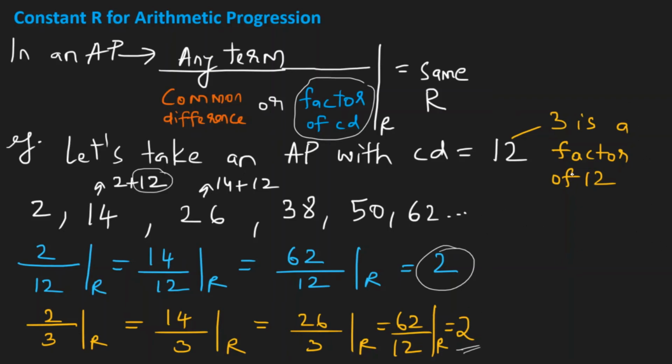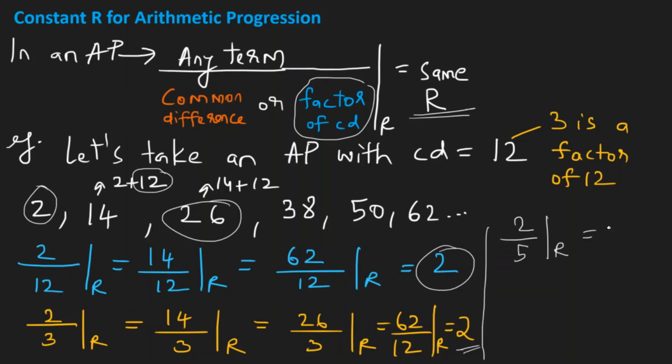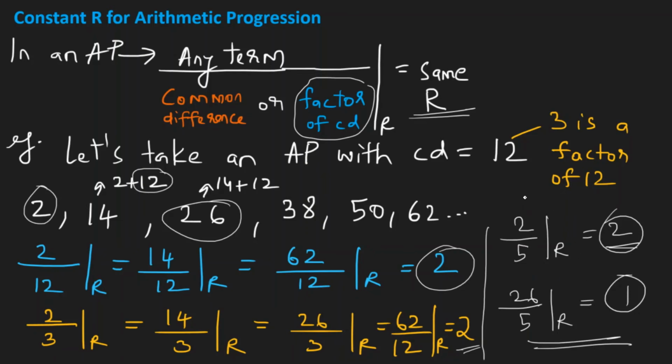Now, you can also see that it's not always the case. Say, let me take two terms from this AP. I have 2 and I have 26. Let me try dividing both of them by 5 and see if I will get the same remainder as I am getting in this case. So 2 divided by 5, my remainder is 2 itself, right? Because 2 is 0 into 5 plus 2. Alright. Now if I take 26 divided by 5, my remainder is 1, right? Because 26 is 5 into 5 plus 1. So you can see that the remainder is not the same in this case, and that's because 5 is not a factor of the common difference.